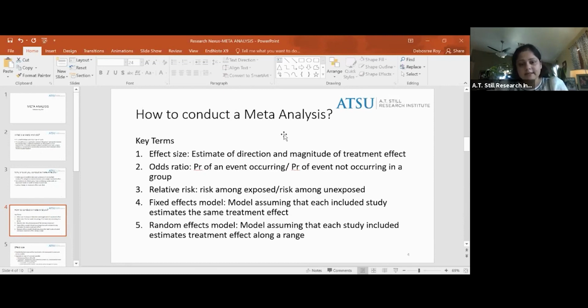A fixed effects model assumes that each included study estimates the same treatment effect. So this is only conducted when we have a rather homogeneous set of data. Now, a random effects model assumes that each included study estimates the treatment along a range of values.